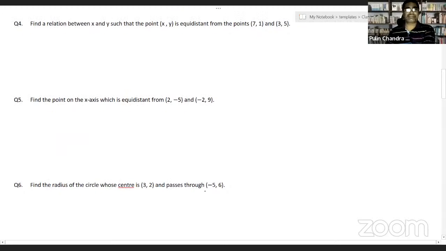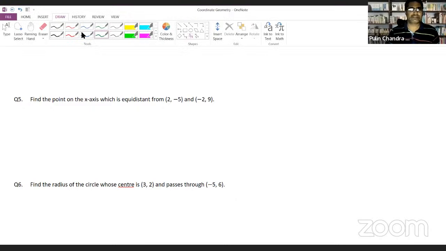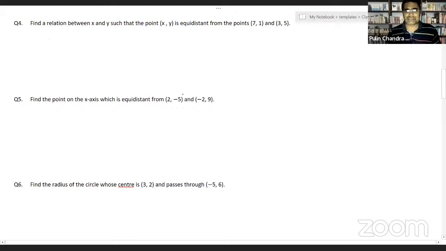Okay, this is a very good question. I must not say an important question, but it is a good question, the kind of question which we opt for to set in an exam, right? What is the question given? Find the relation between x and y such that the point (x, y) is equidistant from (7,1) and (3,5). What does equidistant mean? At equal distances, the distance from both will be equal.